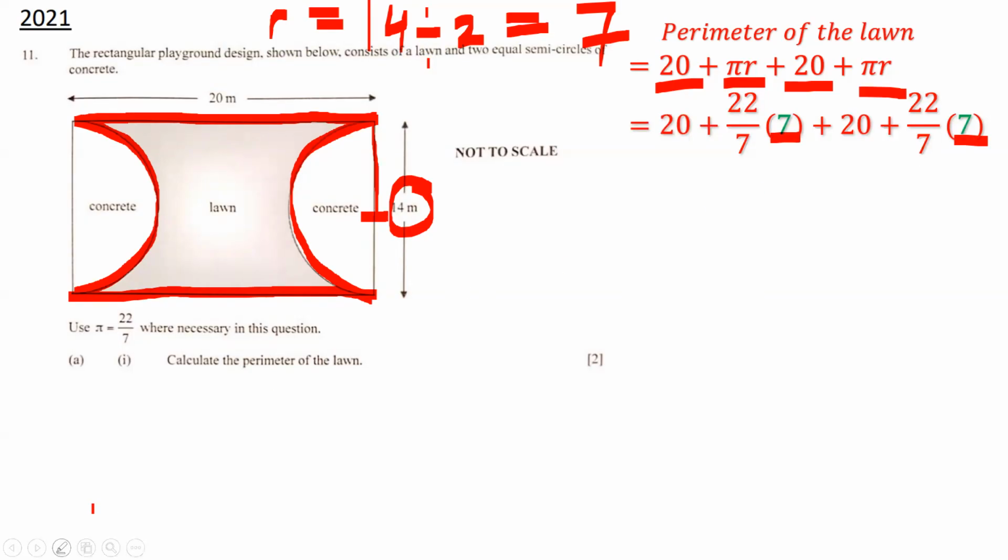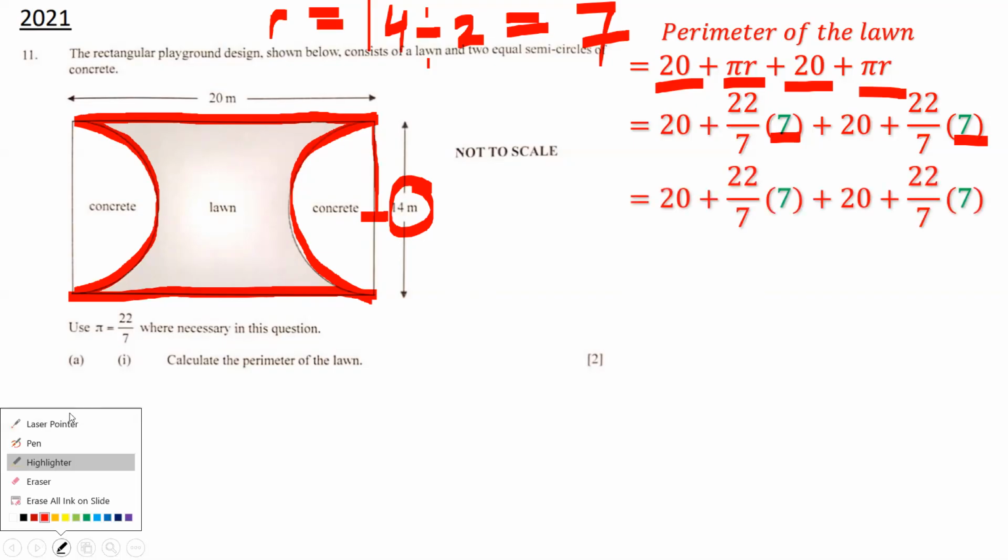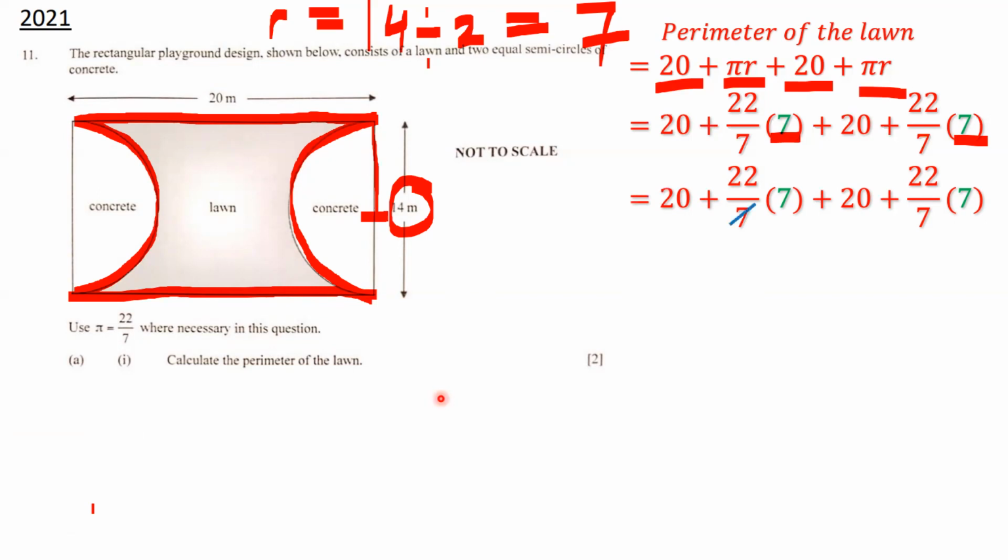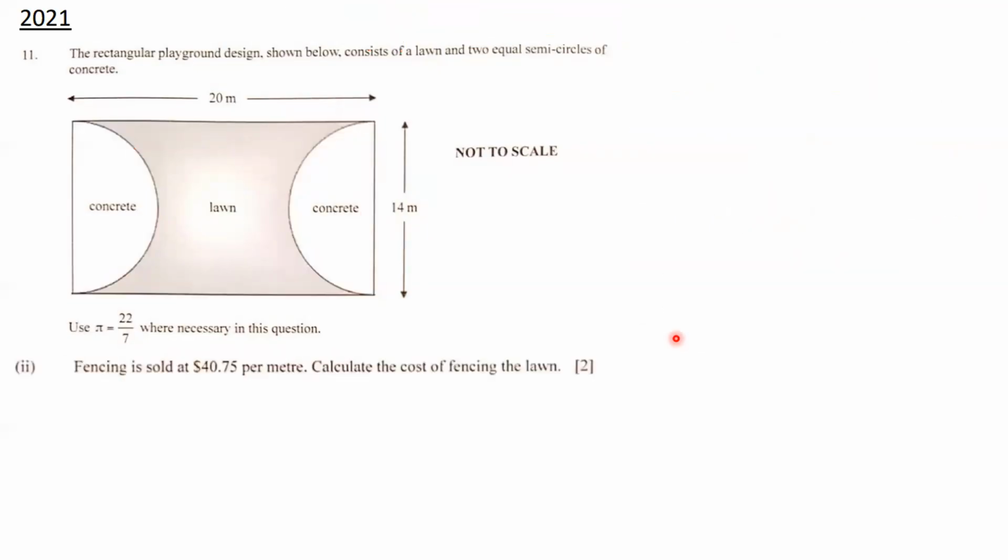Okay, next up, what we're going to do is cancel. This 7 cancels with this 7, and this 7 cancels with this 7. And so we have 20 plus 22 plus 20 plus 22. When we add them all up, we get 84 meters. Okay, let's move on to the next question.